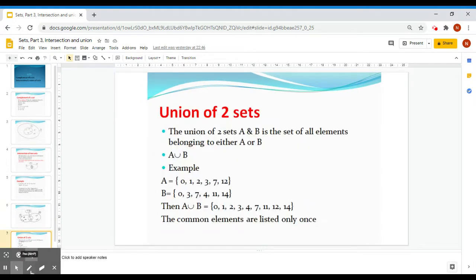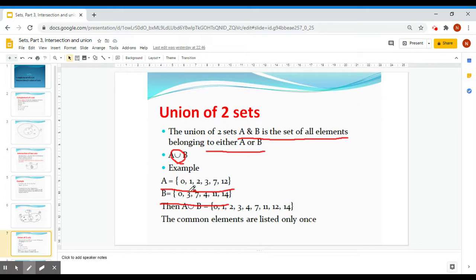Now here we're going to talk about the union of two sets. So if I have two sets A and B, then the union is the set of all the elements that belong to either A or B. And this is the symbol for the union. So this is an example. This is set A and this is set B.